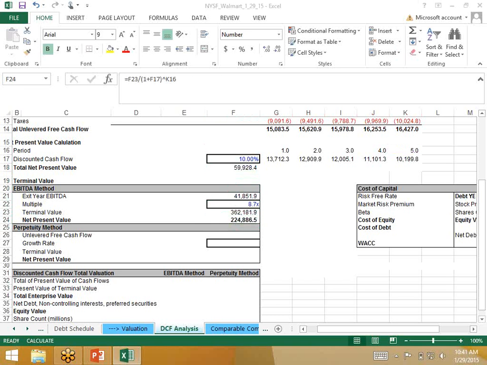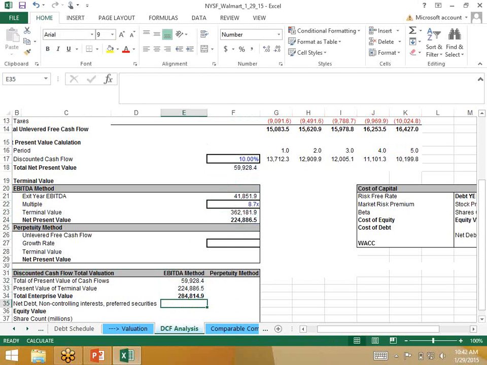So now let's see how this specifically comes together. This box down here will help us determine based on each method what the total value is. Let's just do it for the EBITDA method, and we'll go back and do the perpetuity method. It's asking for the total of the present value of the cash flows. That's the 59928. And the present value of the terminal value, that's 224,886.5. Will be added to get the total enterprise value, which is 284,814.9.